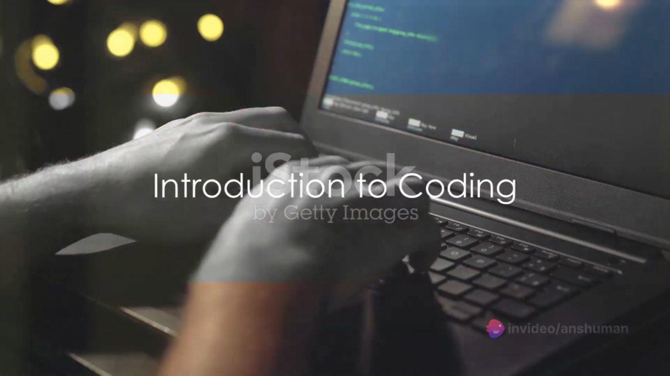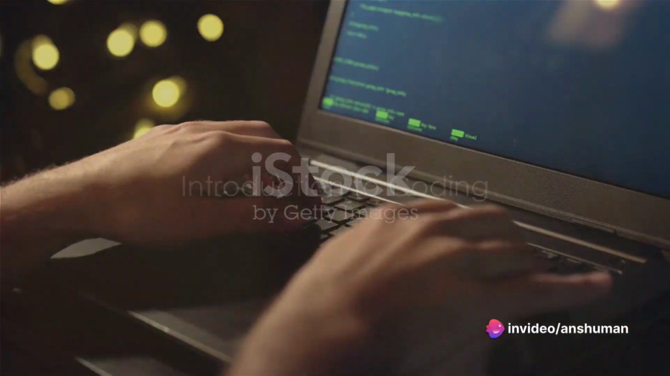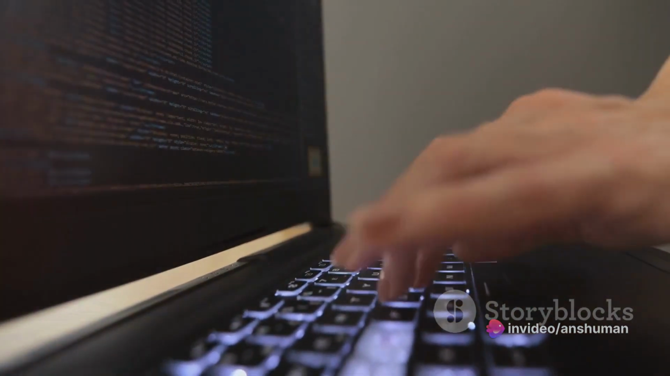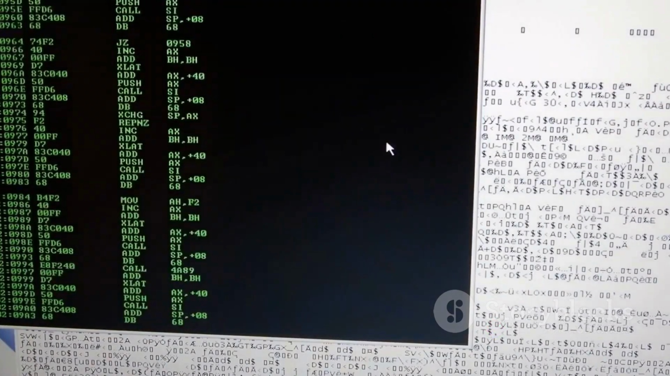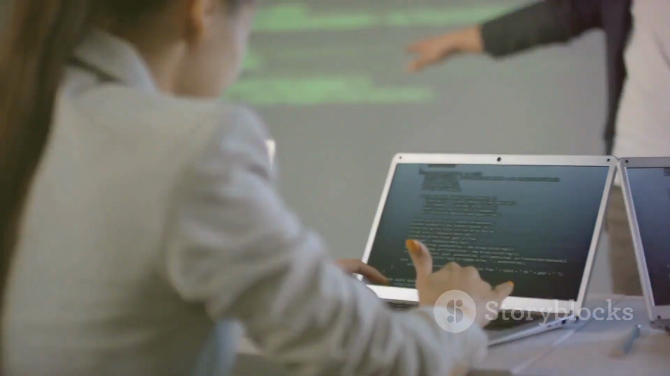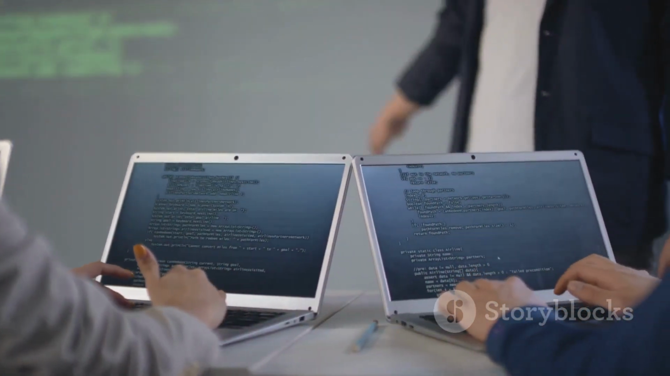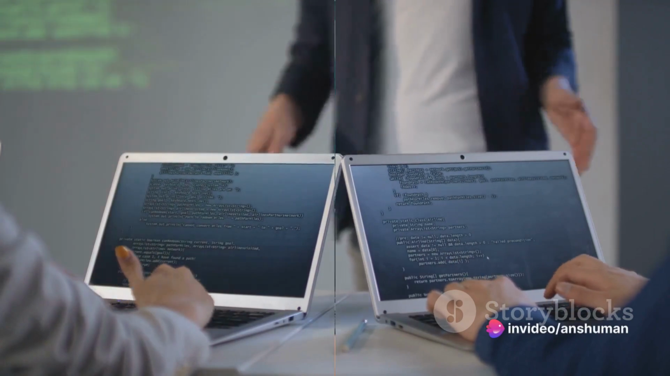Ever pondered over the magic behind your favorite apps? How do they function so smoothly, translating your taps into actions? Well, the answer lies in the art of coding. Today, we dive into the fascinating world of coding, breaking it down into simple, easy-to-understand steps.